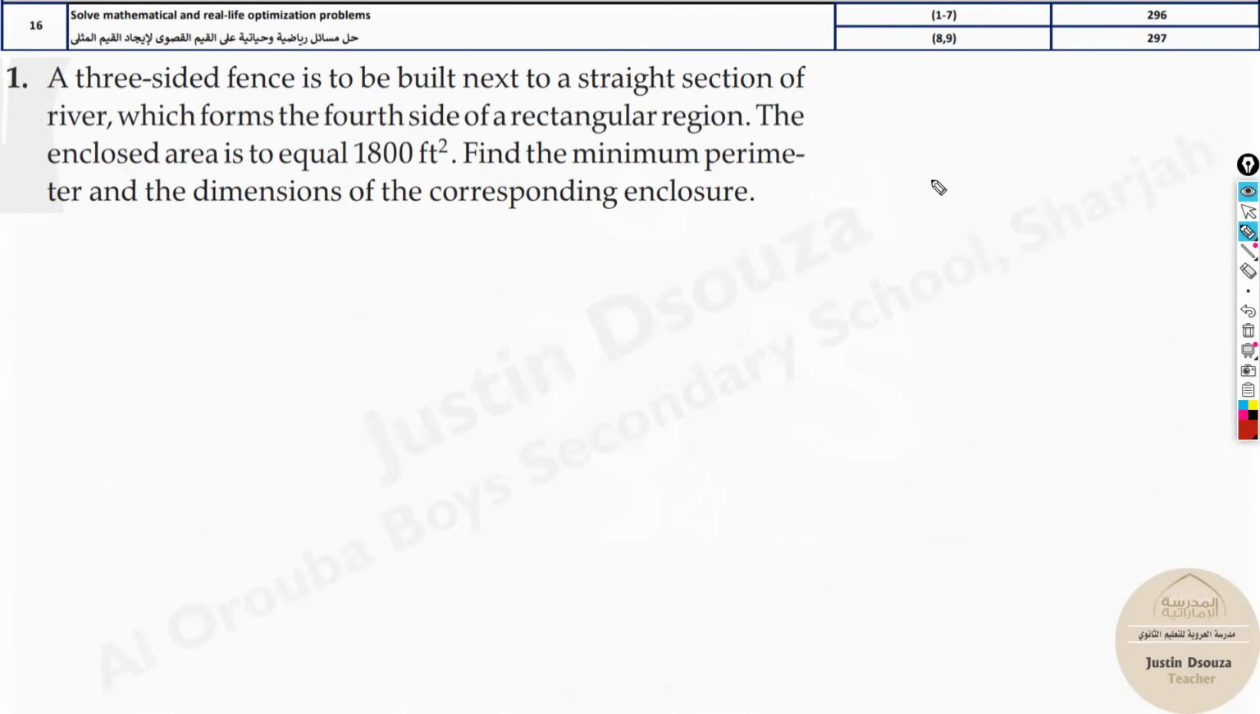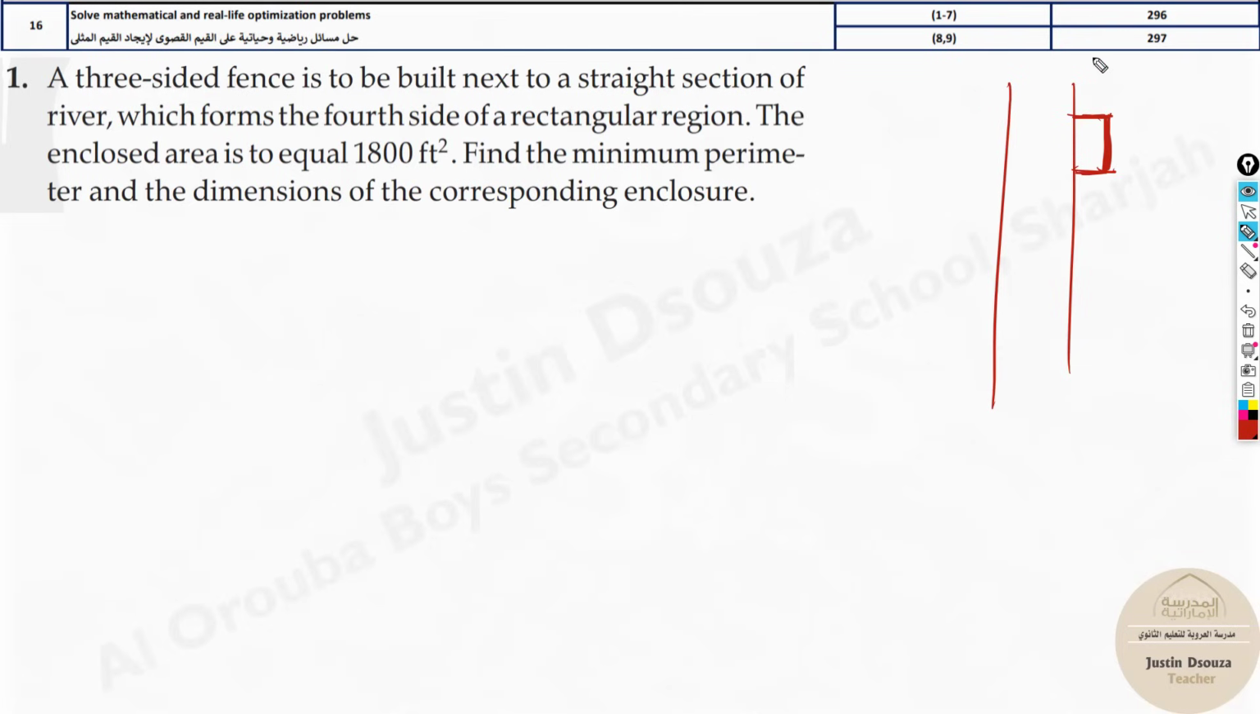So first thing what I would suggest is draw a simple diagram to understand better. Now they have told the fourth side is a river which is a straight river. Imagine that's a river. You're building a fence and one side of it is the river itself. So you will just build it on three sides. Okay, that's not straight, but just imagine this is a straight line, straight line, straight line. This is a fence you're building.